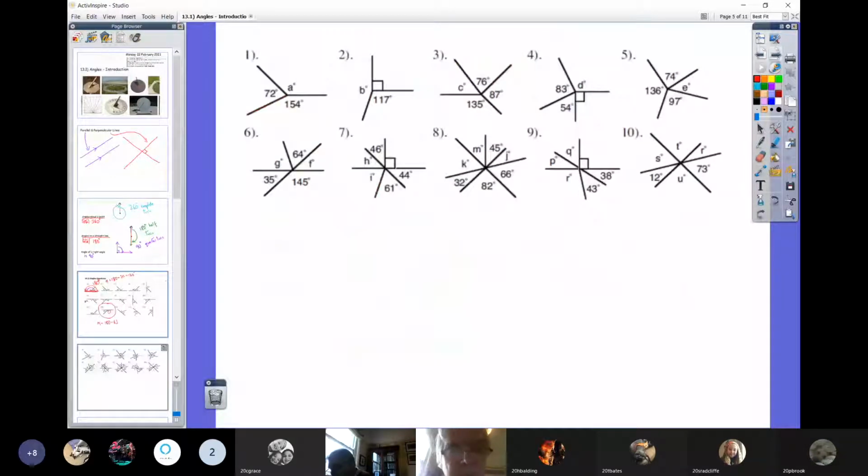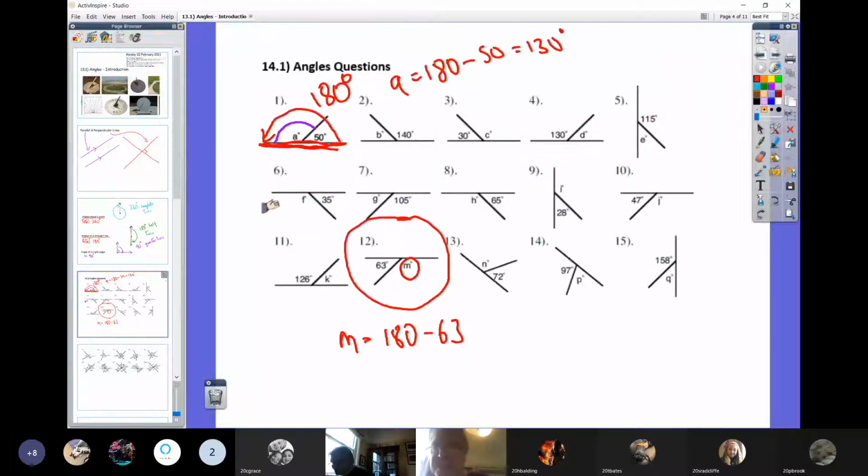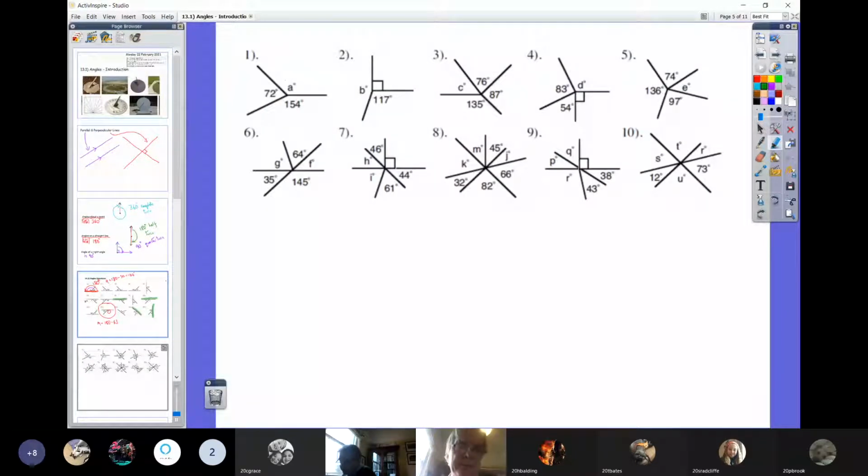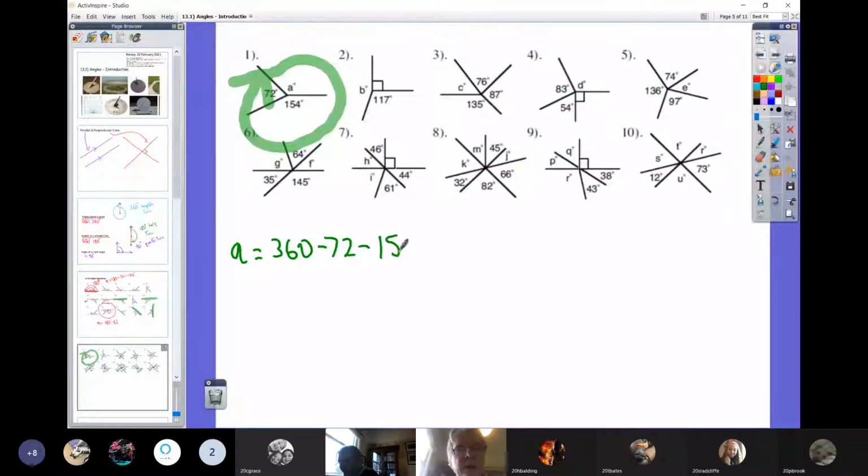Here we've got some questions where we're testing a different skill. With the ones before, these were all angles on a straight line. These here are all angles about a point. All the way around has to add up to that full turn, 360 degrees. So how are we going to work out what A is? All the way around is 360 degrees, so if we take away the 72 and we take away the 154, that will be what A is.